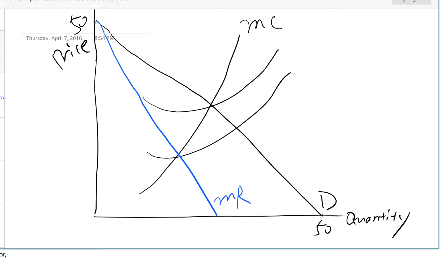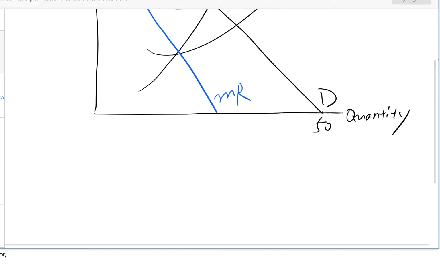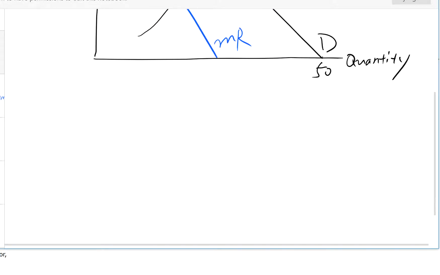Now, if you need to be more precise to see where exactly the marginal revenue curve is, I'm going to show you a little black magic. I'm going to use calculus to find the marginal revenue curve. First, let's write down the demand function. The numerical function for this demand curve, you can put down as P equals 50 minus Q. So that would be your demand curve or demand line.